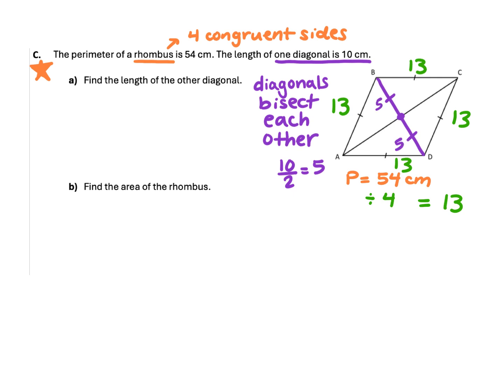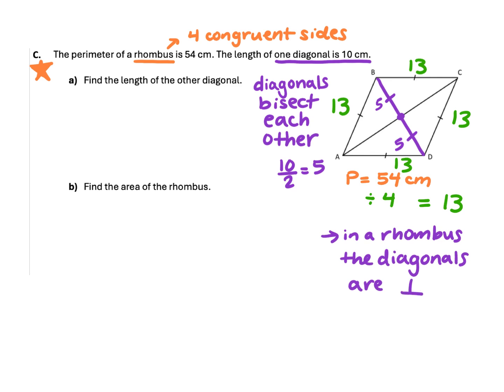Another property of a rhombus, not only are all sides congruent, but in a rhombus, the diagonals are perpendicular, which means they intersect to form a right angle. So now we essentially have 4 right triangles. 1, 2, 3, 4.